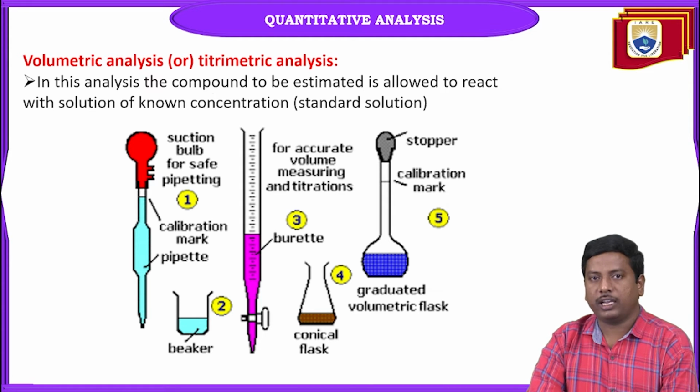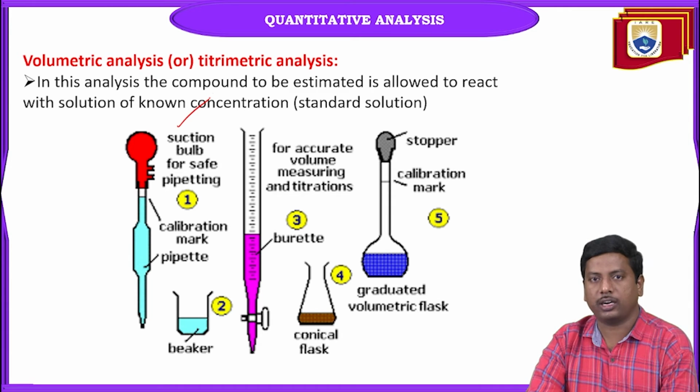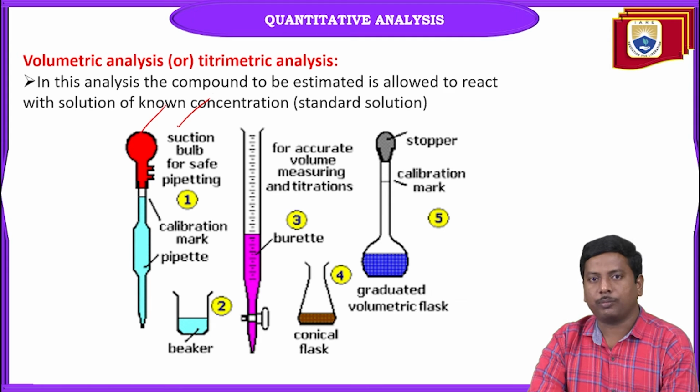Okay, now we see what equipment is used in gravimetric or volumetric analysis. The first one is called a suction bulb. A suction bulb means a pipette, used to suck up the solutions with the help of a rubber bulb. We use a rubber bulb because we use many acids and bases, and they are harmful to human beings.